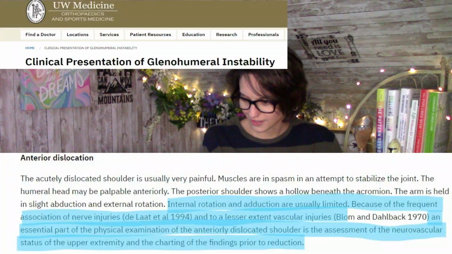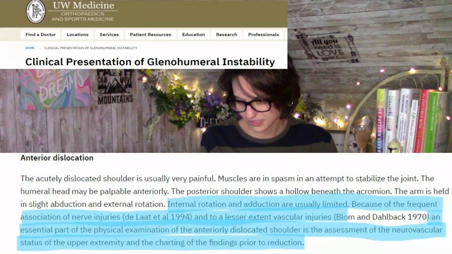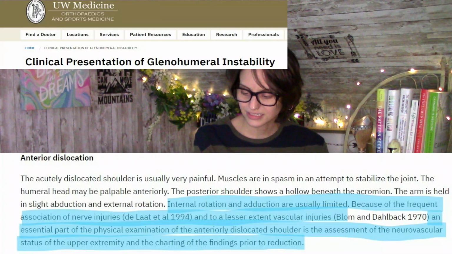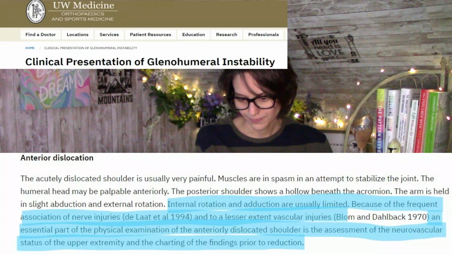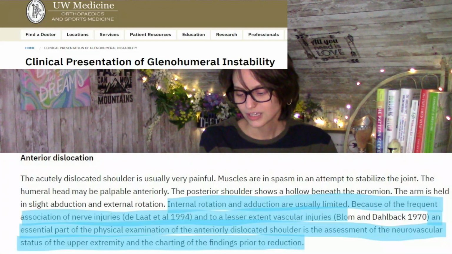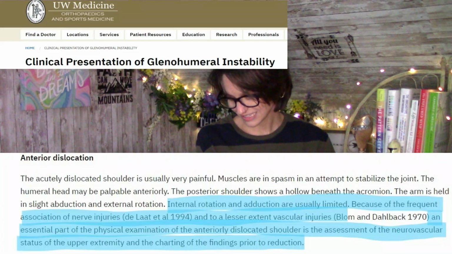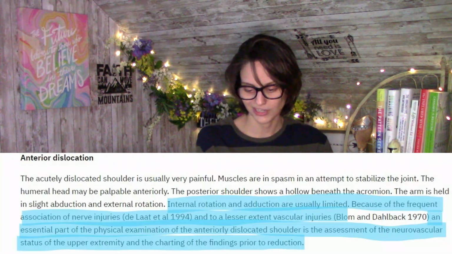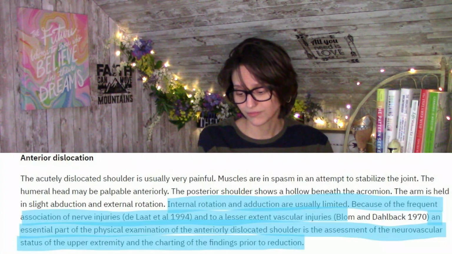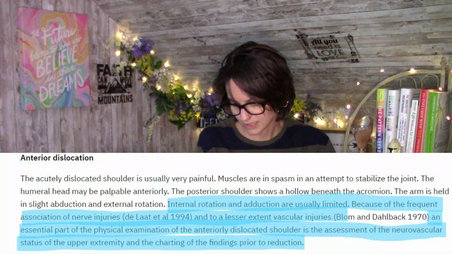Internal rotation and abduction are usually limited because of the frequent associations of nerve injuries and, to a lesser extent, vascular injuries. An essential part of the physical examination of the anteriorly dislocated shoulder is the assessment of the neurovascular status of the upper extremity and the charting of the findings prior to reduction. Two sentences. Shoulder instability and nerve pain, it hasn't been looked into much. It was really hard to find these.